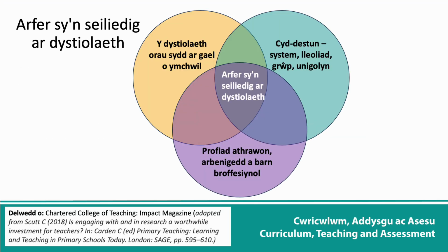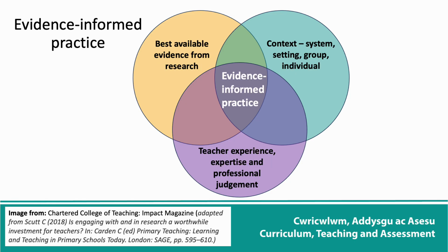The information, guidance and range of selected approaches and strategies within this presentation are all robustly evidence-informed, as represented by the top left yellow circle in this Venn diagram. In order to achieve the desired evidence-informed practice, i.e. the overlapping centre of the Venn diagram, it is crucial that you consider the context of your setting, be it the individual, group, cohort, department or school, and the experiences, expertise and professional judgment of the practitioners.